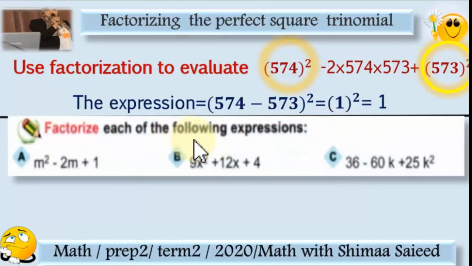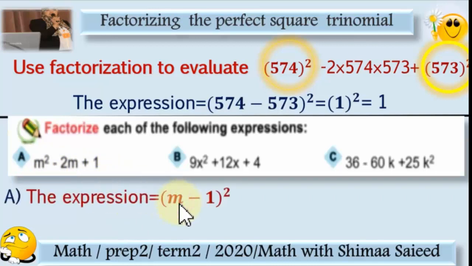Now factorize each of the following expressions. M power 2 minus 2m plus 1. We can factorize this expression as m minus 1 all power 2. The sign of the middle term is negative, so we can write a negative sign here. And we can take the root of the first, which is m, the root of the third, which is 1, and write all power 2.